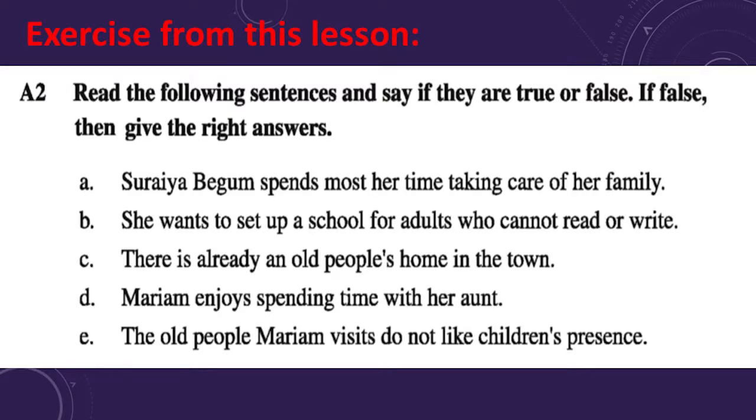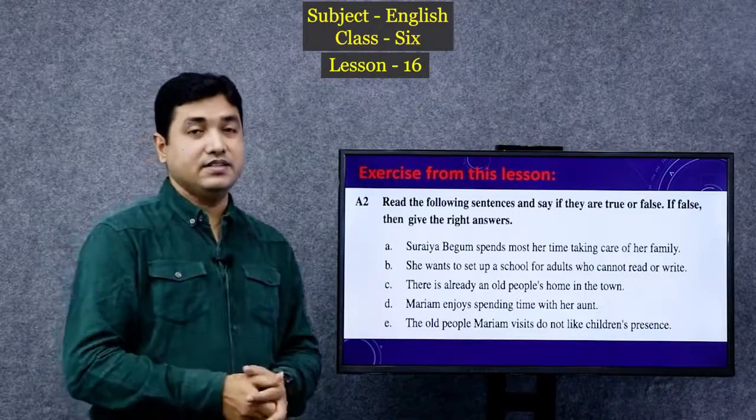Number A, Suraya Begum spends most of her time taking care of her family. Number B, she wants to set up a school for adults who cannot read and write. Number C, there is already an old people's home in the town. Number D, Miriam enjoys spending time with her aunt. Number E, the old people Miriam visits do not like children's presence. Okay, let's find out the answer.